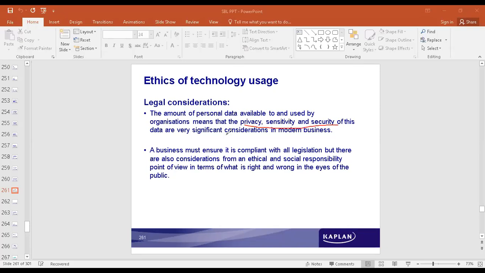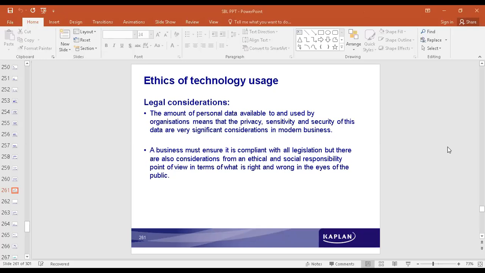A business must ensure it is compliant with all legislation, but there are also considerations from an ethical and social responsibility point of view, in terms of what is right and wrong in the eyes of the public. So that is the big debate that is going on now. What measures should be taken up, and what are the failures and how can they be rectified.